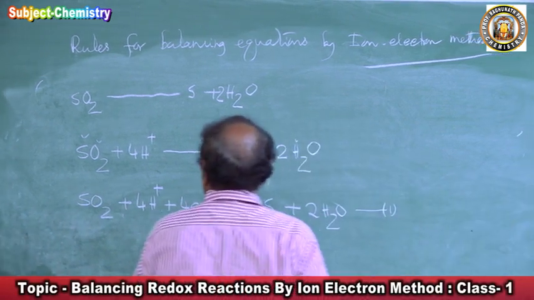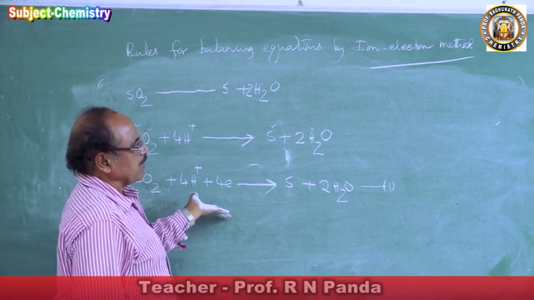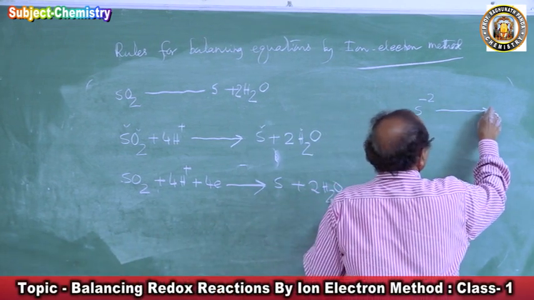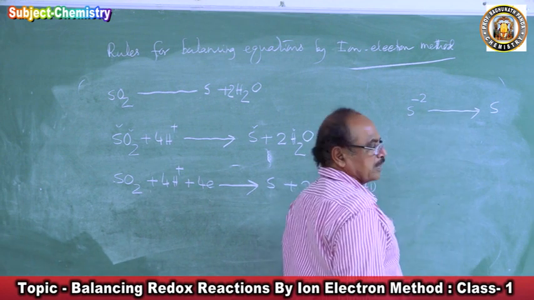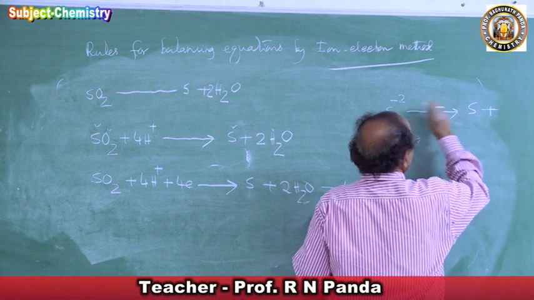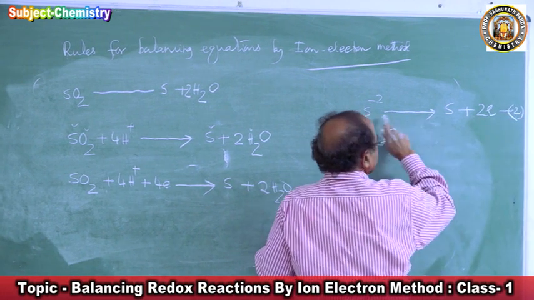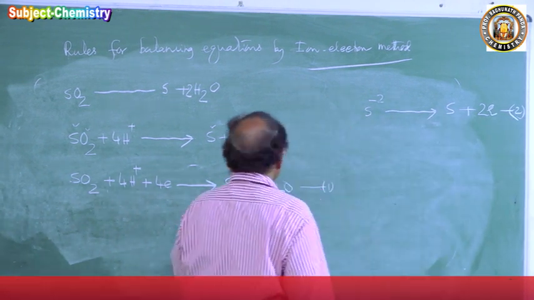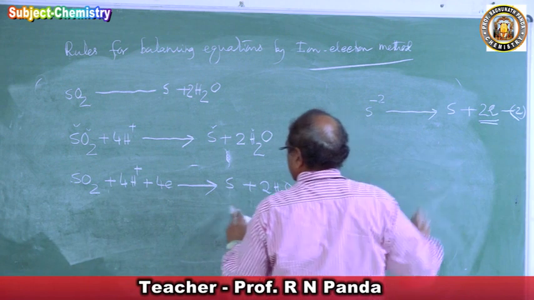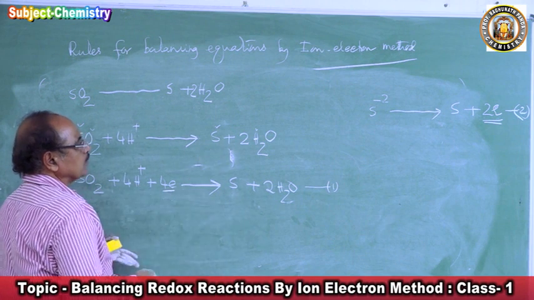So this half reaction is balanced: +4 to 0, the reduction half reaction. The other side is sulfide forming sulfur. Here there is no change of other atoms, so we only balance the charge by adding electrons. So we got this equation: this is the oxidation half reaction, and that is the reduction half reaction. Here 2 electrons are involved, and here 4 electrons are involved. So we'll add them to cancel out the electrons.